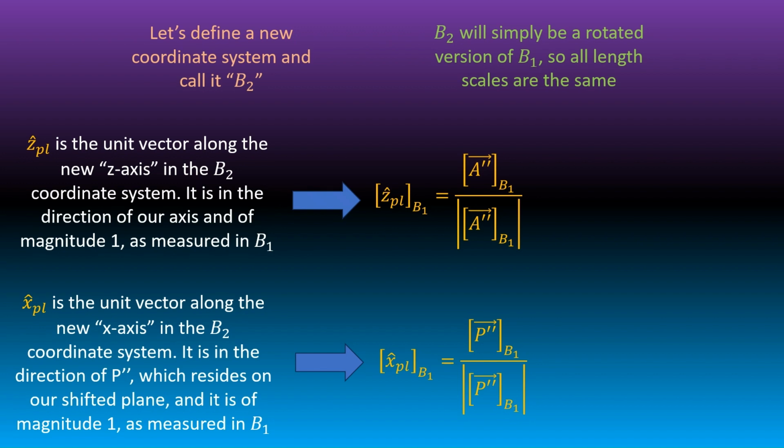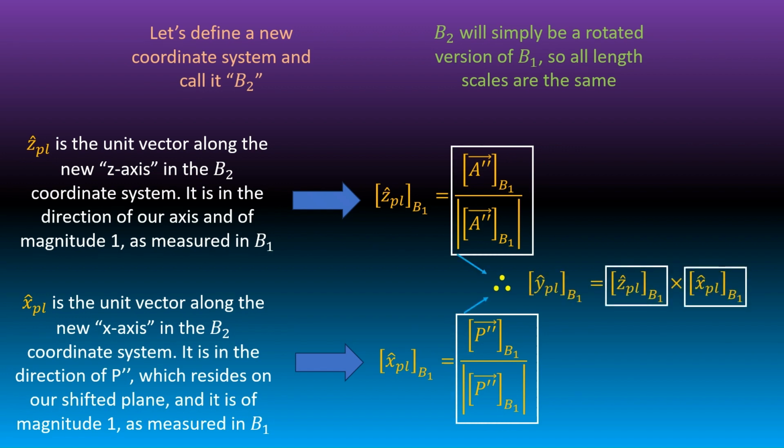So if we have XPL hat and ZPL hat, then how do we get to YPL hat? Well, according to the logic of the XYZ coordinate system and using the right-hand rule, we could say that YPL hat is equal to ZPL hat crossed with XPL hat. And this is in terms of B1. YPL and XPL will actually be located on our rotation plane. It's kind of like the XYZ coordinate system, but just rotated.